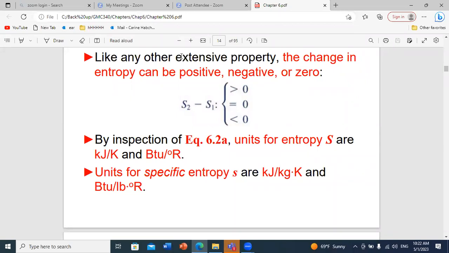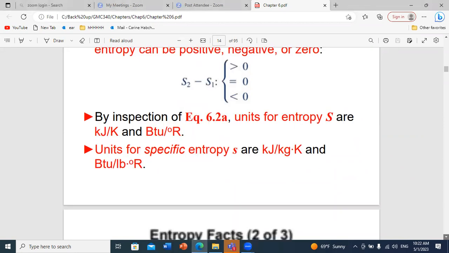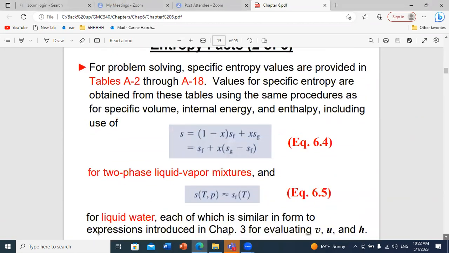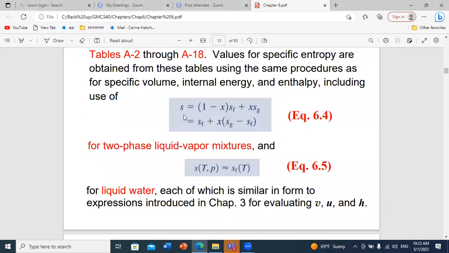If you have, for example, a mixture, then what should you do? You should find the quality, and then you can write that S at a certain point is equal to (1 minus x) SF plus x SG, or it's equal to SF plus x SFG, where SFG is SG minus SF. And in case you have a compressed liquid state and you don't have the corresponding tables, you can do the approximation that S at T and P can be approximated by S at point F at the same temperature. Please pay attention, at the same temperature and not at the same pressure.